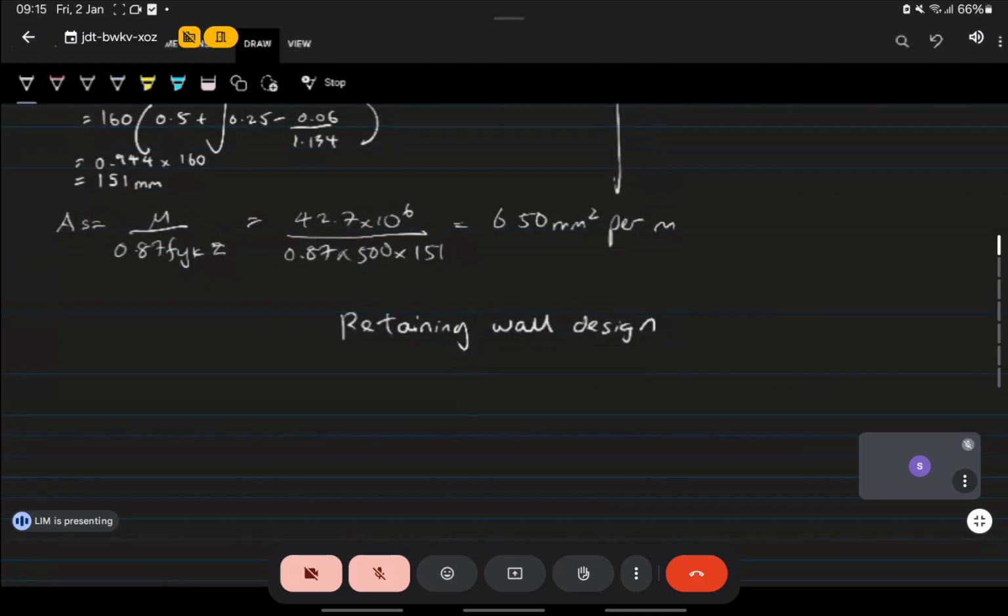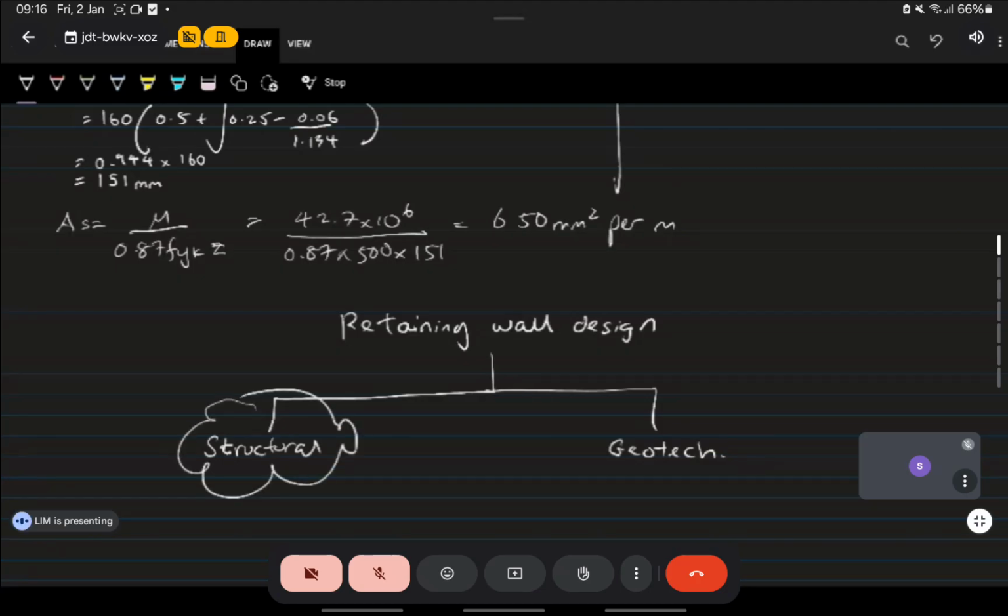Okay, retaining wall design. There are two types of design that you need to do. The one that I taught you is structural, the wall itself. The one that you learned in Geotech is, well, obviously the Geotech. You also have to do Geotech check. This one I'm not going to teach you. I'm teaching you structural part. Geotech, you have to refer to Geotech.